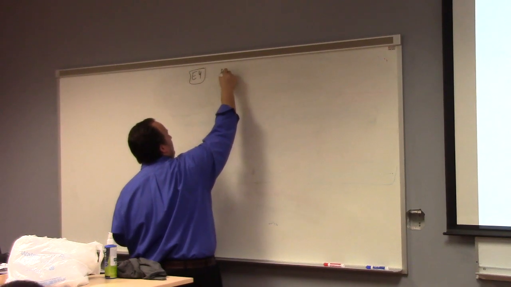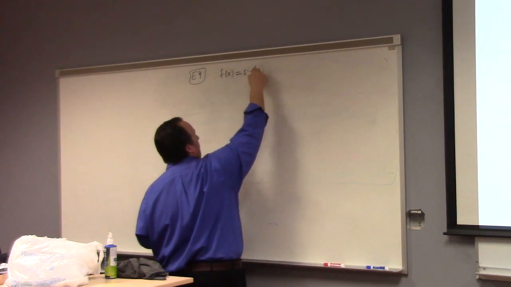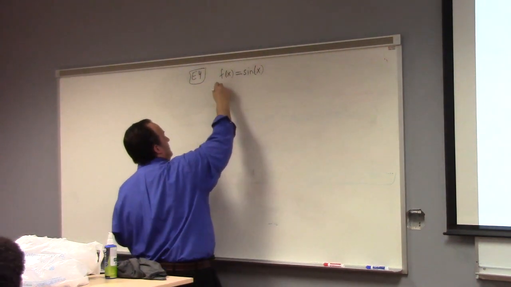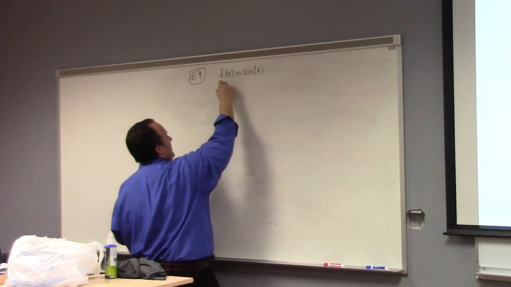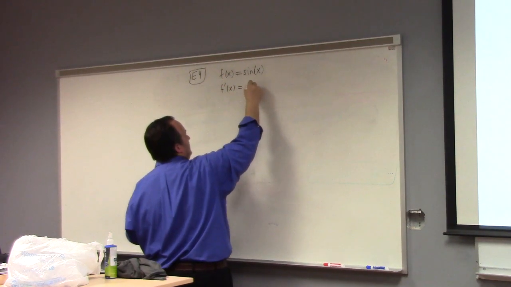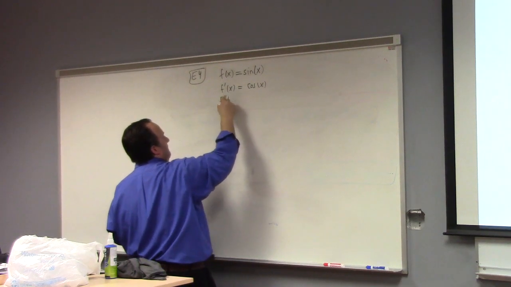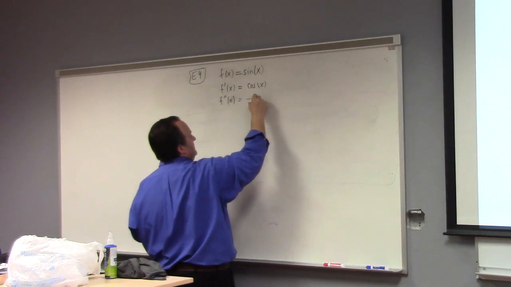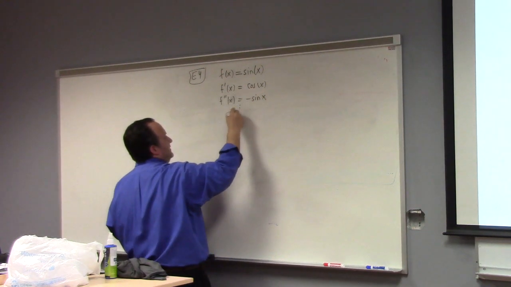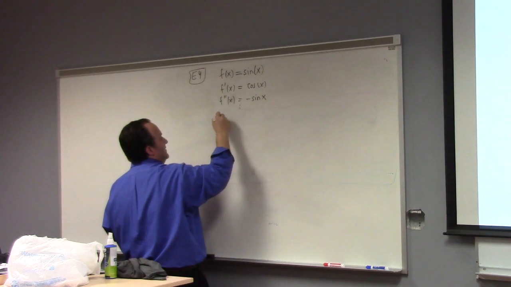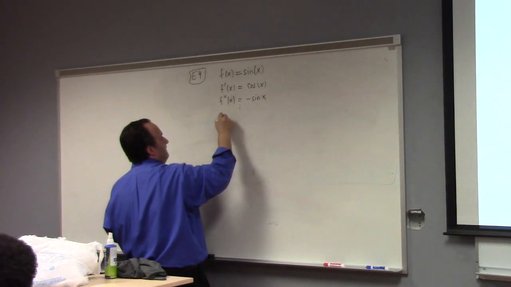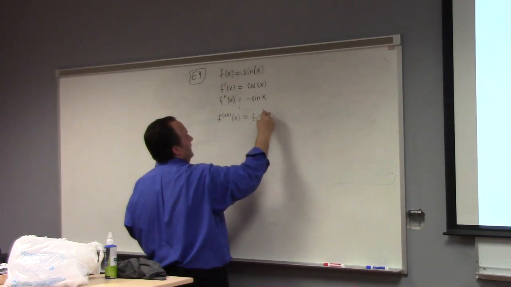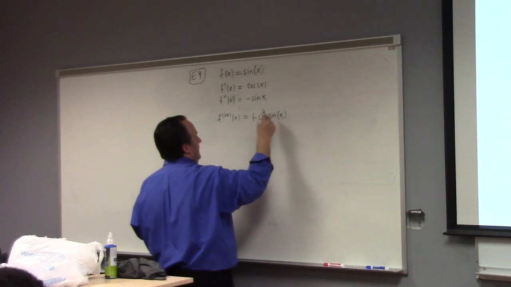So f of x equals sine x, right? I think we did this before. F prime of x is cosine x, yeah? F double prime is minus sine x, right? Let's see here, the odd derivative is minus 1 to the k sine x, right?